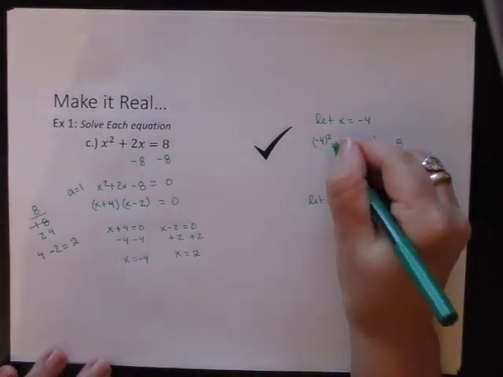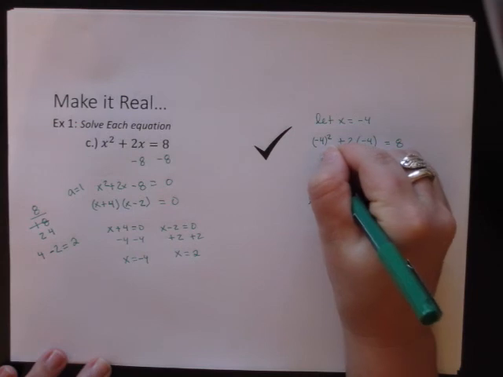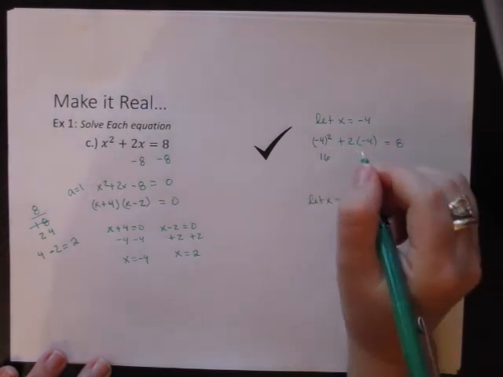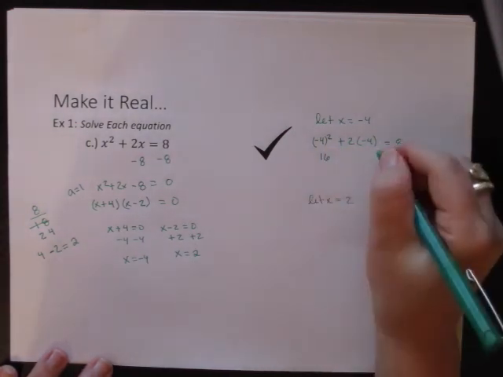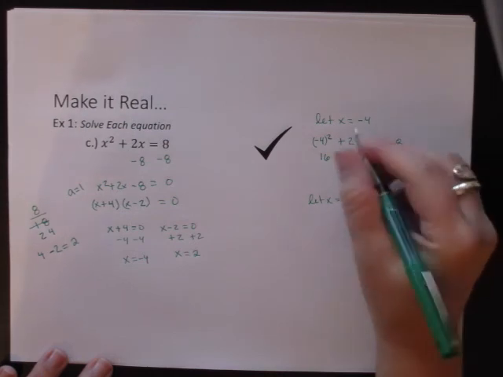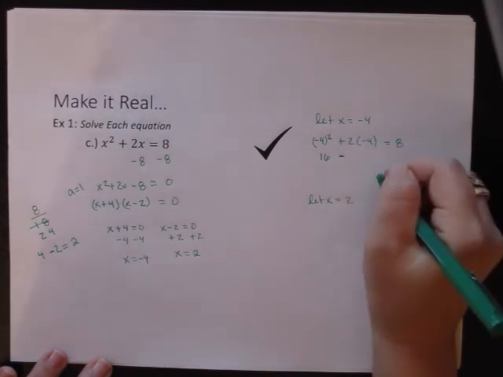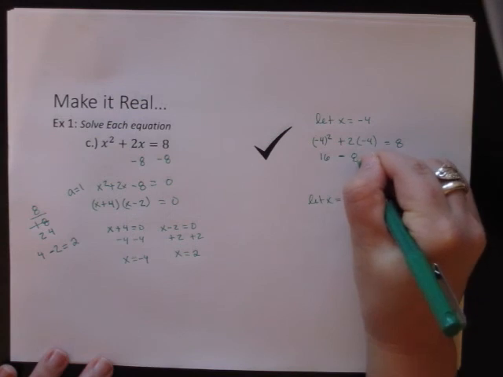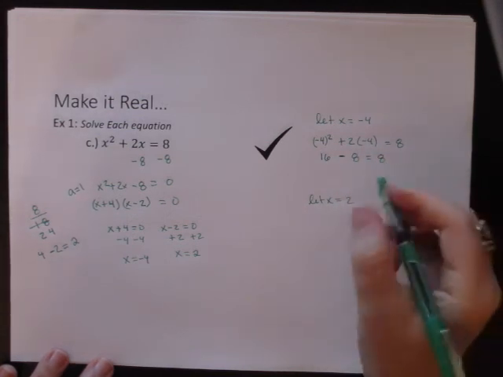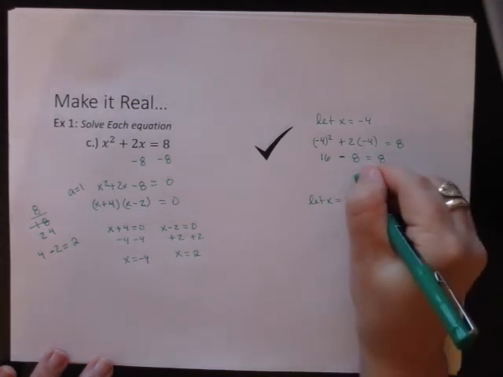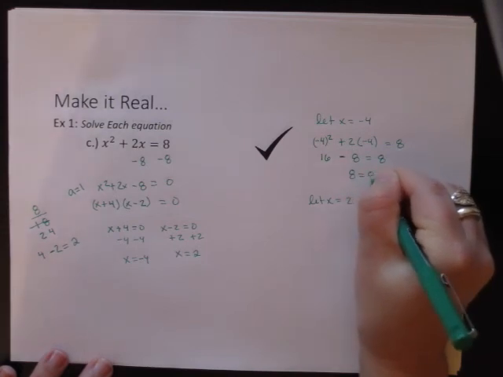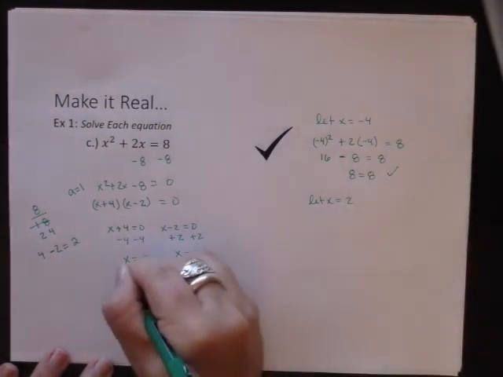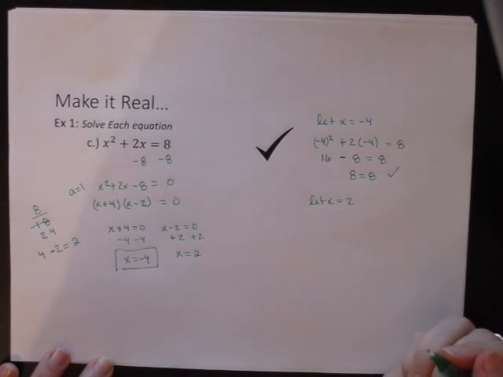So negative 4 squared is going to give me a positive 16, because a negative 4 times a negative 4 will be a positive 16. Now a positive times a negative will give me a negative, and 2 times 4 gives me 8. So if I clean this up, 16 minus 8 is going to be 8 equals 8. Since those two numbers match each other, I can box my answer.